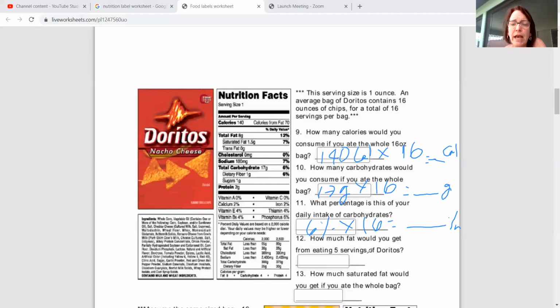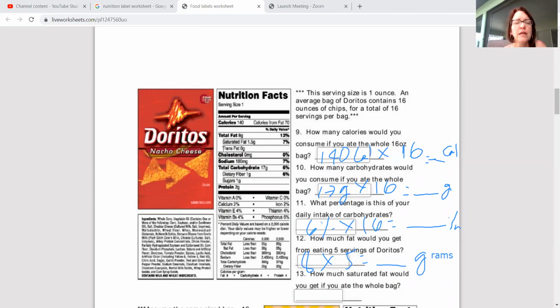How much fat would you get by eating 5 servings of Doritos? Again, you come here and you see 8 grams in one serving. How much in 5 servings? 8 times 5, and this will tell you grams. If I ask you for calories, then you need to convert these grams into calories, which in the case of fat is times 9.